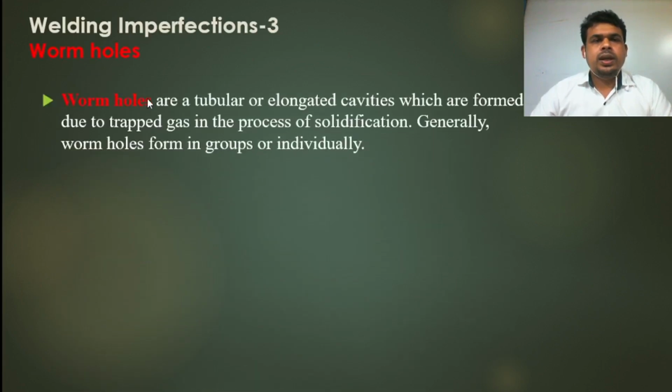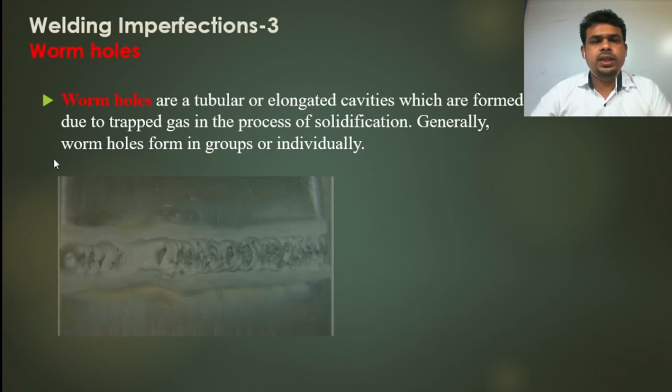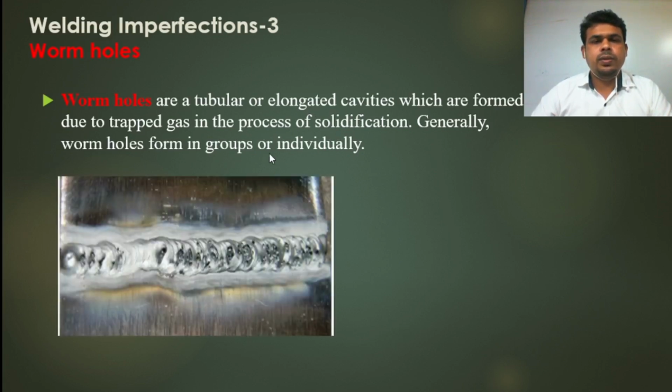Then another is the wormhole. What is a wormhole? Wormholes are tubular or elongated cavities formed due to trapped gas in the process of solidification. Generally wormholes form in groups or individually. So a wormhole is another type of cavity. This one also traps gas inside, and it can be a group or individual. You can see in the picture here. This is called wormholes.